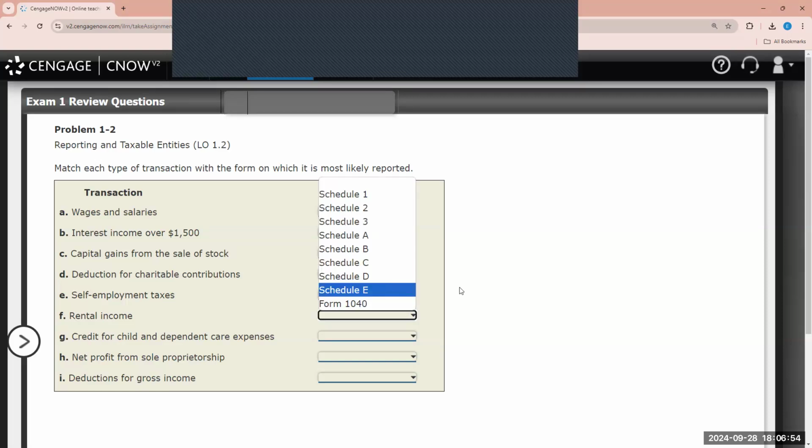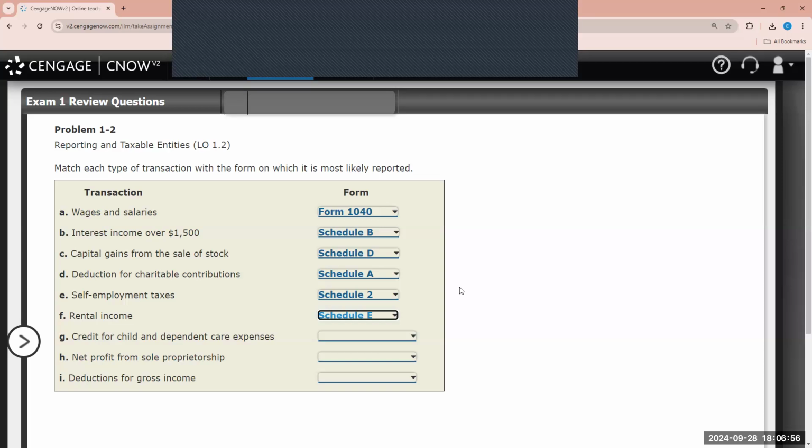Rental income would be reported on Schedule E, and the primary purpose of Schedule E is for rental, royalty, and pass-through income from partnerships, S corporations, estates, and trusts. Credit for child and dependent care would be reported on Schedule 3. The purpose of Schedule 3 is for credits and payments other than withholding. This includes education credits, residential energy credit, any estimated tax payments that have been made, and any excess Social Security taxes.